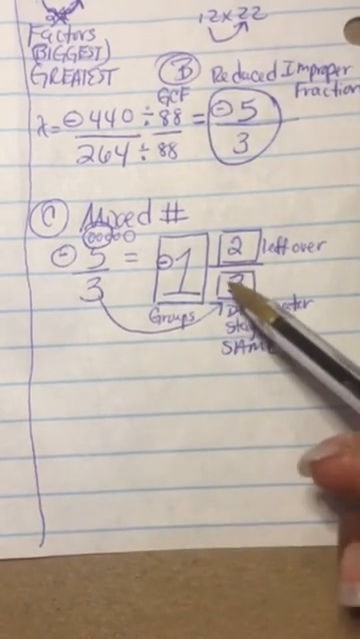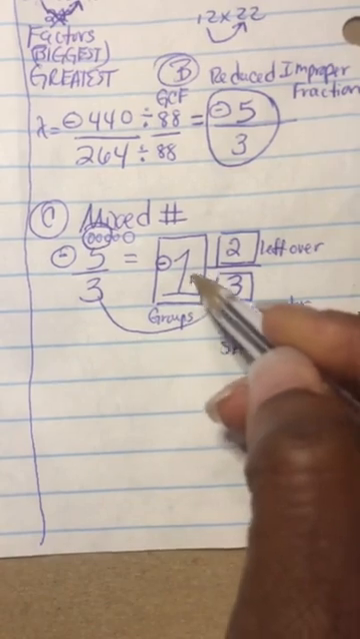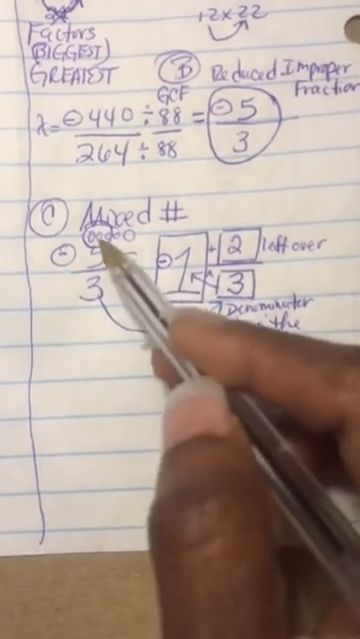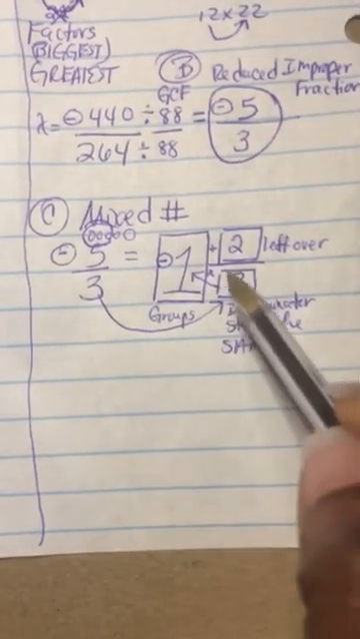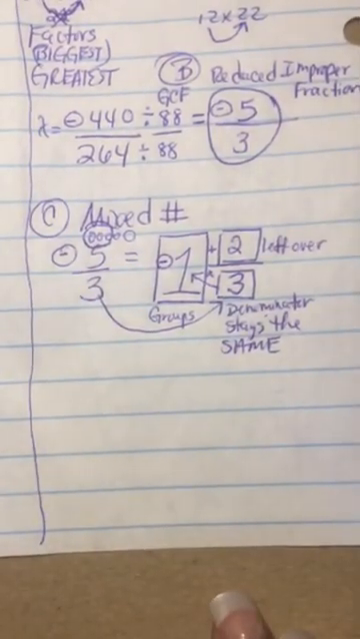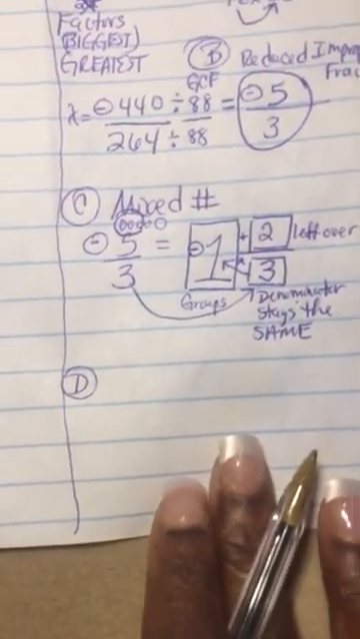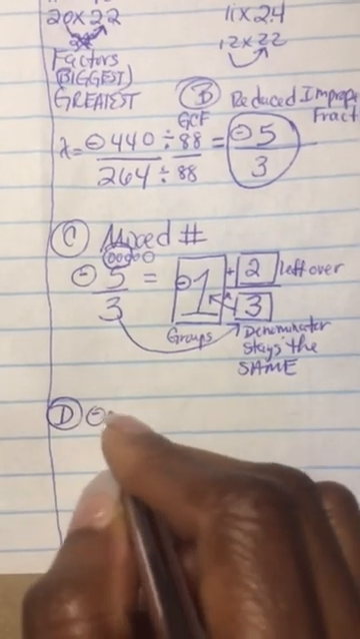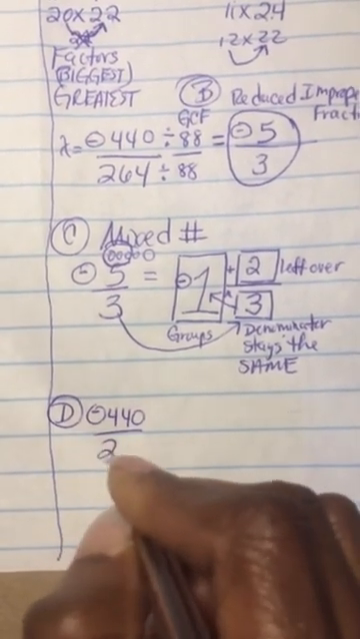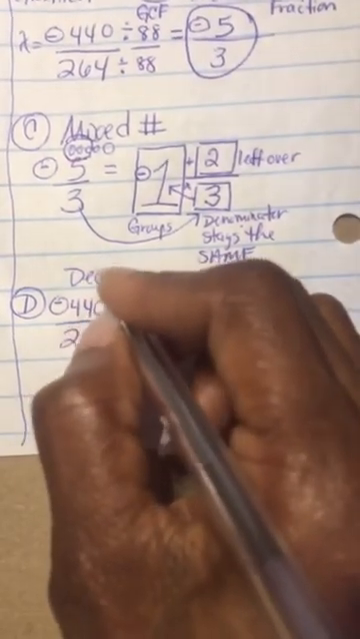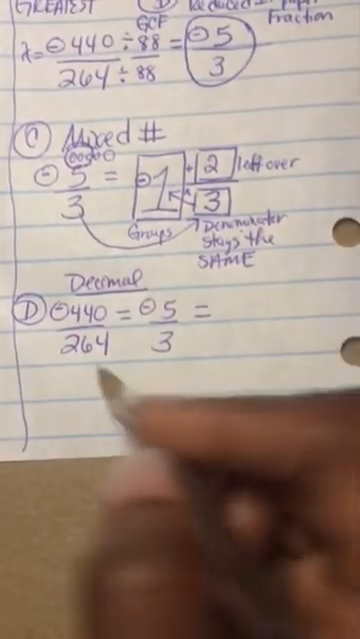In order to check it, you just multiply these two numbers. 3 times 1 is 3, plus 2 more is 5. So that's how we know that this is correct. We just checked it. In order to go to a decimal, we can take negative 440 over 264, negative 5 over 3, and they both will give us the same decimal because these fractions are equivalent.